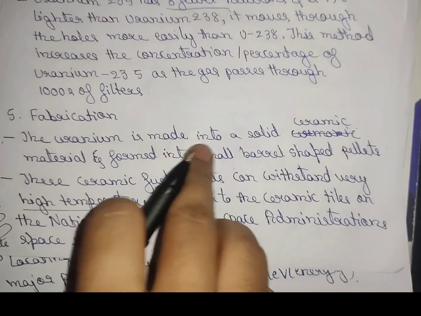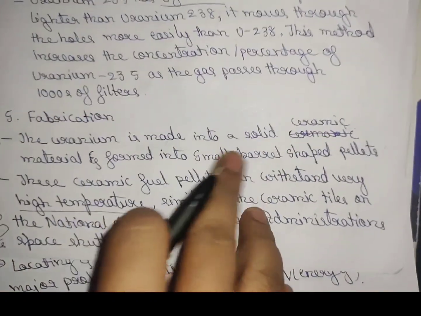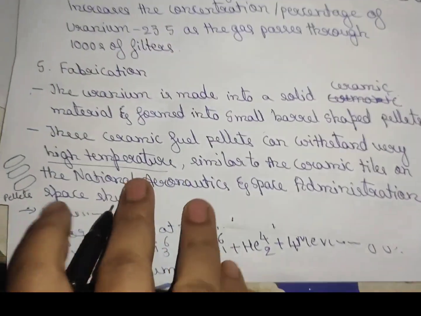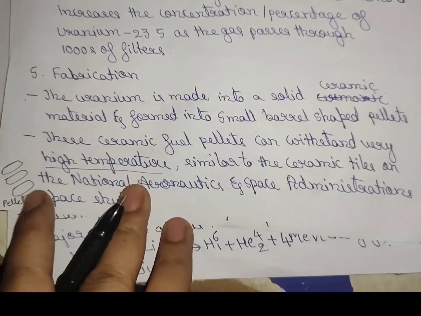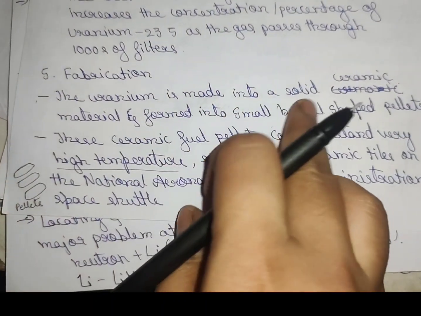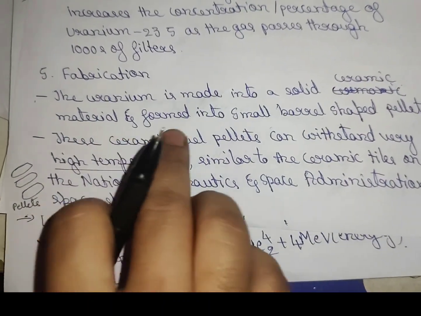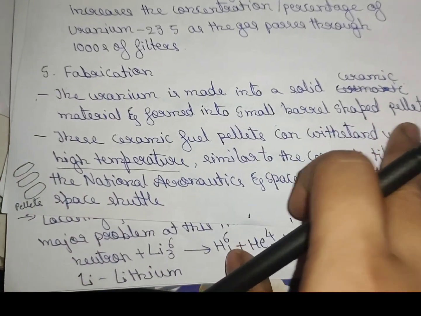Uranium is made into a solid ceramic material and formed into small barrel-shaped pellets. You can observe it is converted into small barrel-shaped pellets.